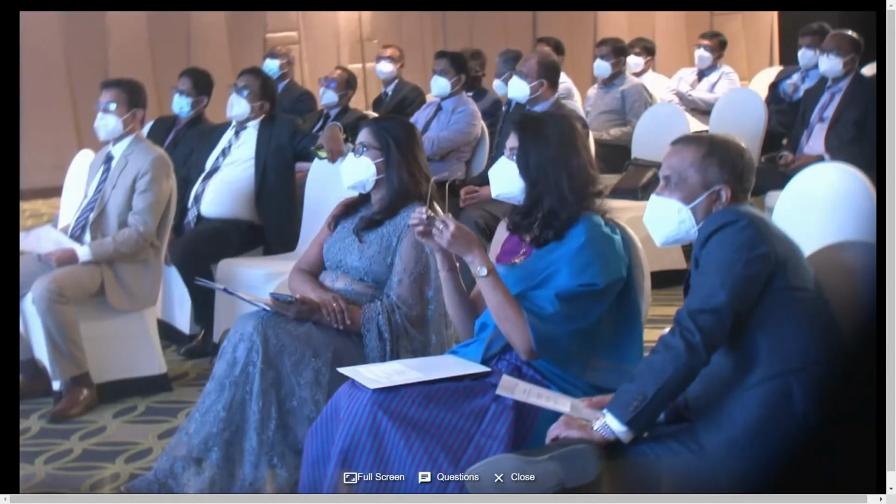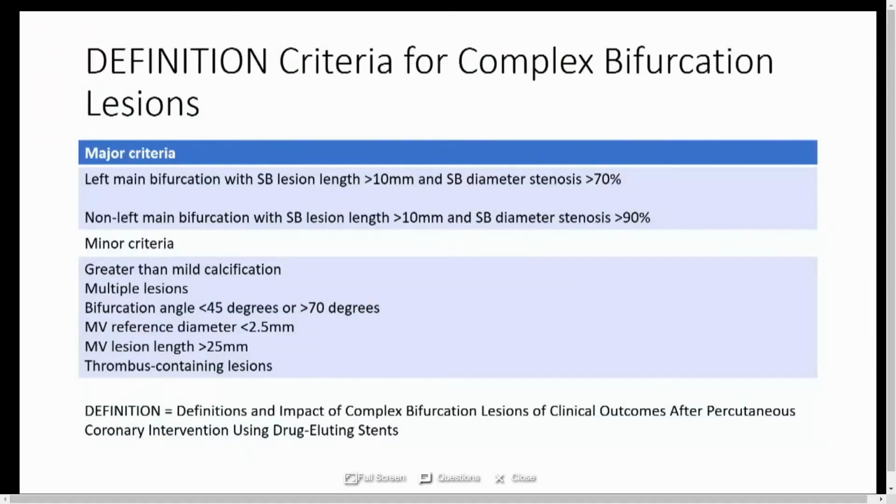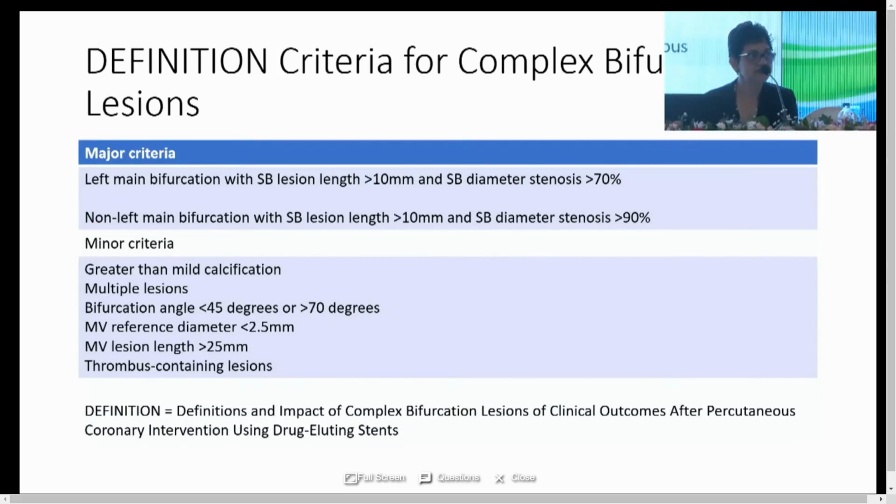Right, okay. So this is what is called the definition criteria for complex bifurcation lesions, where you have major criteria and minor criteria. The major criteria are all to do with the side branch lesion length: for a left main bifurcation, a side branch lesion length of more than 10 millimeters and a diameter stenosis of more than 70%; for a non-left main bifurcation, a side branch lesion length of more than 10 millimeters and a diameter stenosis of 90% or more. The minor criteria are greater than mild calcification, multiple lesions, bifurcation angle less than 45 degrees or more than 70 degrees, main vessel reference diameter of less than 2.5 millimeters, main vessel lesion length of more than 25 millimeters, and thrombus containing lesions. So these are the complex bifurcation lesions, and these are the cases where you would consider using a DK crush technique.